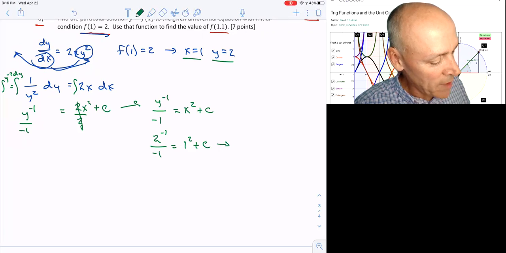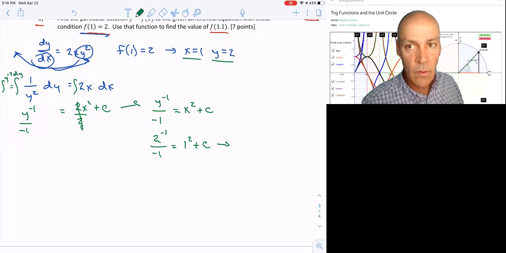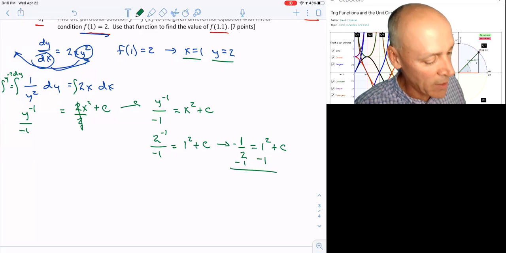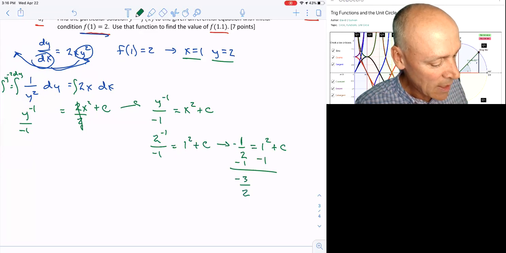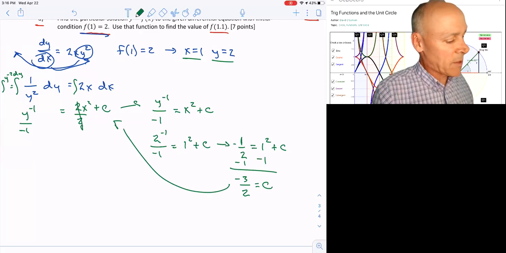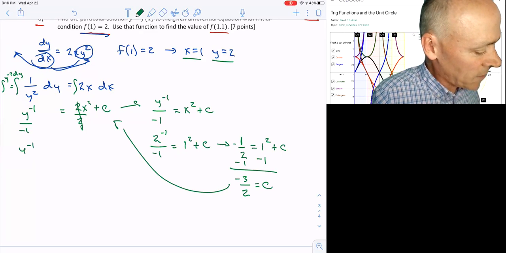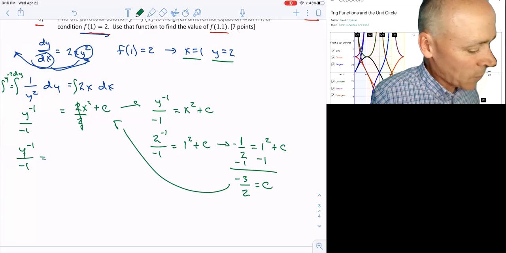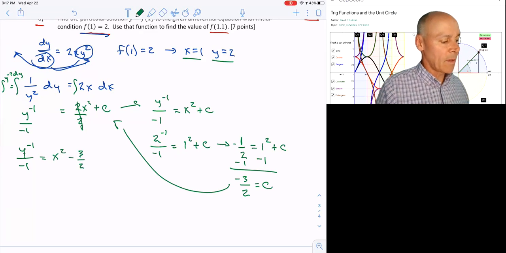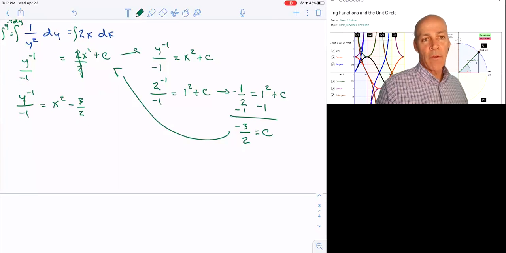And that's going to be on the left side, 2 to the negative first. I'm just going to move that 2 down to the denominator. But then I have negative 1, so it's going to be equal to negative 1/2 is equal to 1 squared plus c. So if I subtract 1 from both sides, I have negative 1/2 minus 1 is negative 3/2 is equal to my constant of integration. I'm going to put that in for c. So now I'm just going to rewrite this. Y to the negative first, negative 1 is equal to x squared minus 3/2. Okay. All right.